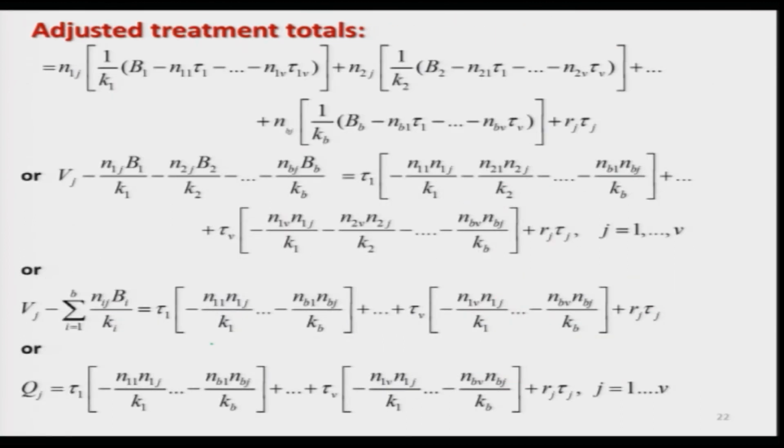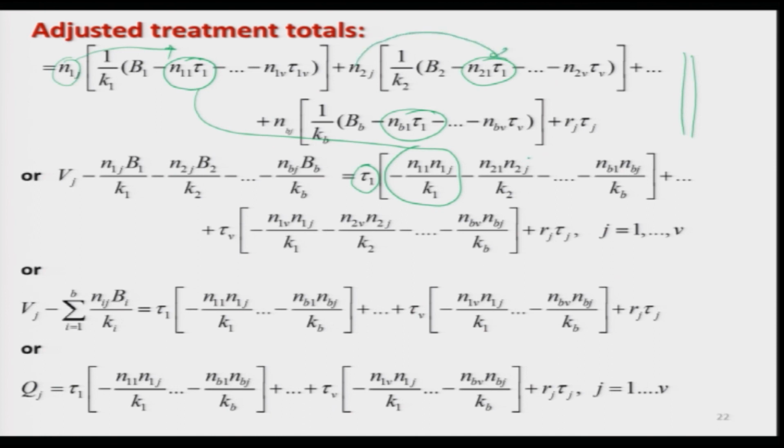So, that is what I am trying to do here. If you try to see here, this is the same equation which I have just written, and now I try to collect the coefficients of tau 1 from each of the terms, and then I am trying to write down this term, and this term here, n 2 j into n 2 1, divided by k 2, and so on.